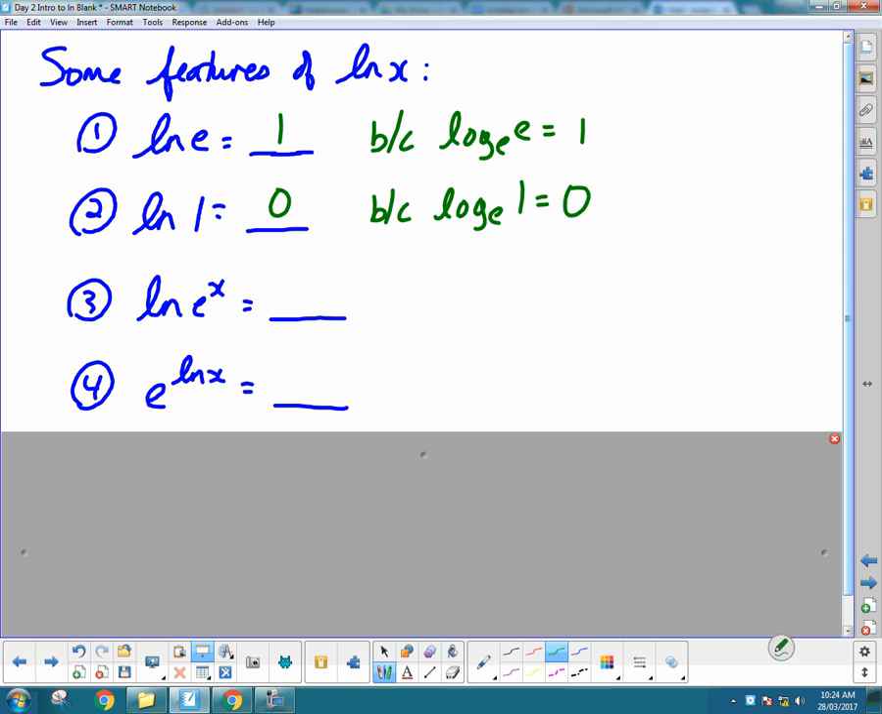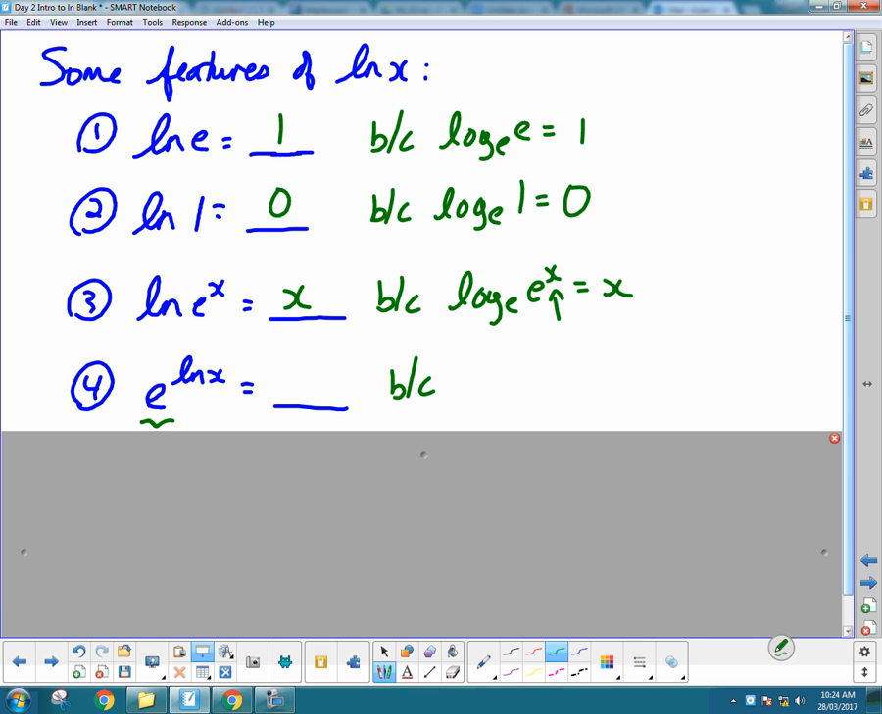Similarly, this one. So this is saying what exponent do you put on e to get e to the x? Well, guess what? It's right there. It's x. So ln e to the x must be just x. And this is the same idea as the fourth one that we have on our other sheet.